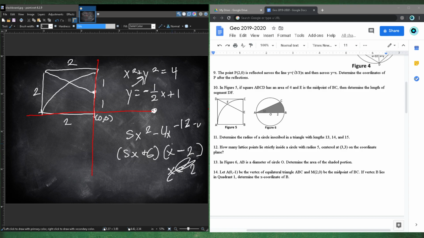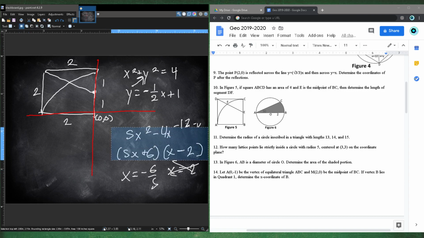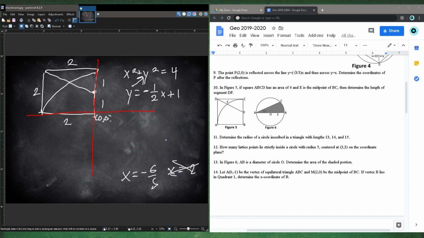So this is not our point. Okay, so it's not this point. So x equals negative 6 over 5, which is perfect because our point is like somewhere right here, right? Makes sense. So that's our x coordinate. Okay. And that's why I usually like to draw pictures, because then you can start eliminating possibilities because some of them don't make sense.